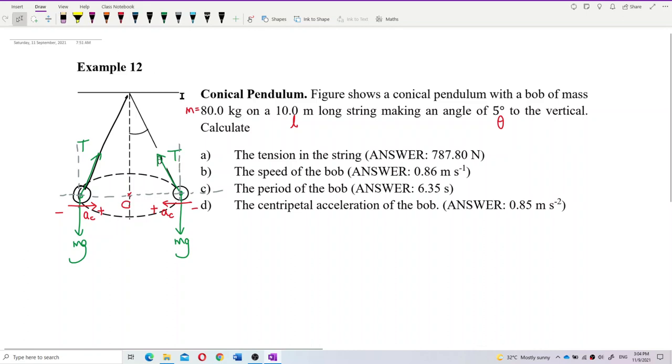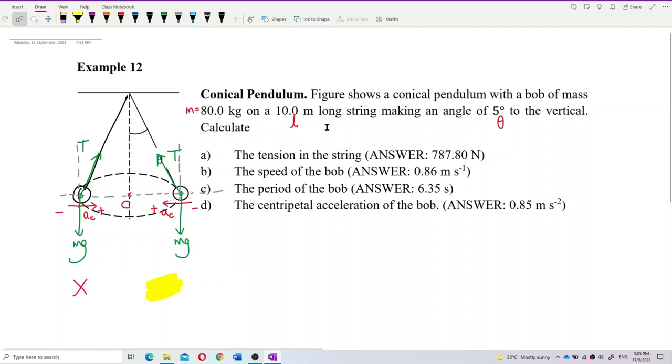Now we are using this part. We are not using that part. We are using this part. So what other things can we label there?